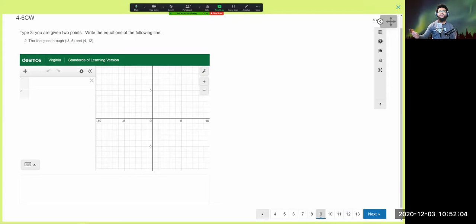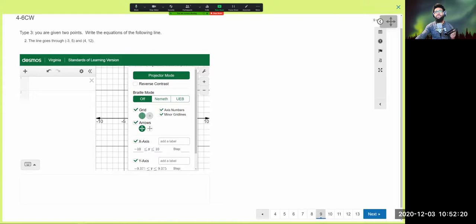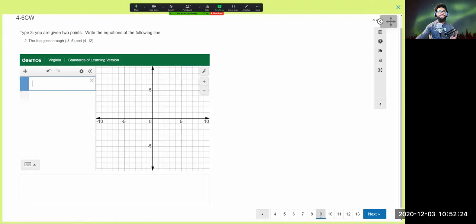Question 9 says the line goes through (-3, 5) and (4, 12). This one has probably the least amount of calculations that we have to do, but we have more things to type into Desmos. When we use Desmos, I always change my settings. I put it on projector mode, and I always do arrows. Sometimes I'll do reverse contrast. I like the way it looks, but I won't do it this time.